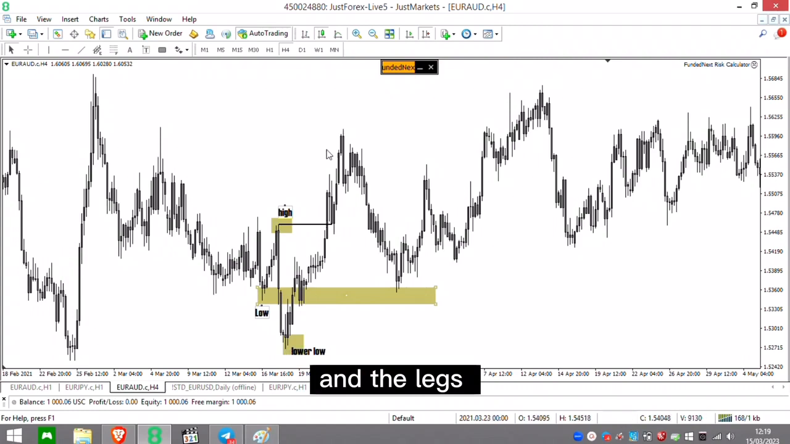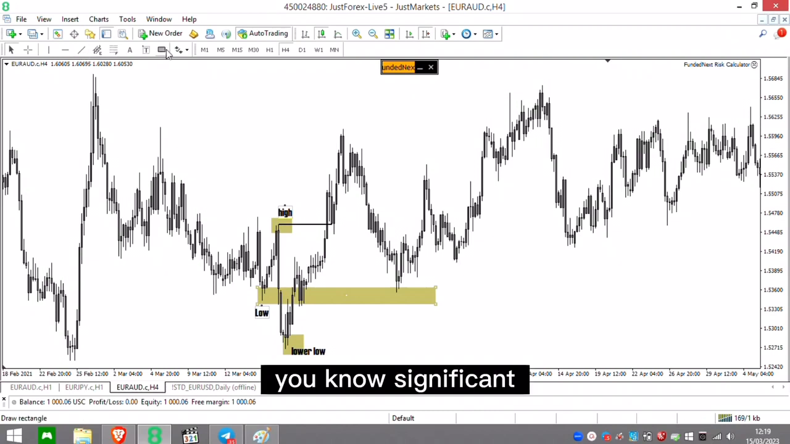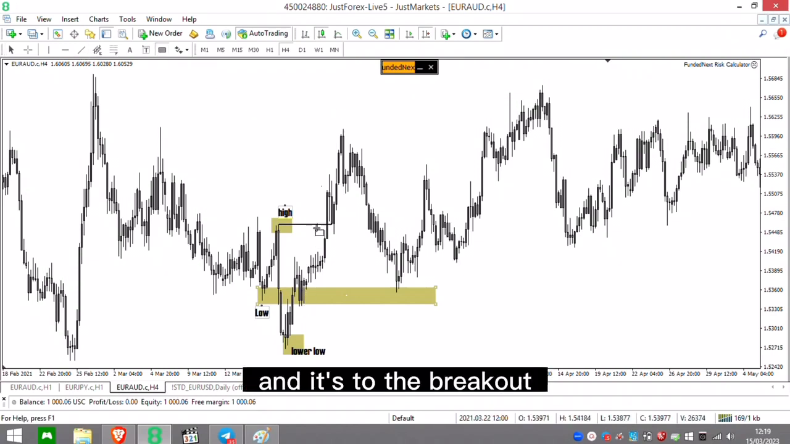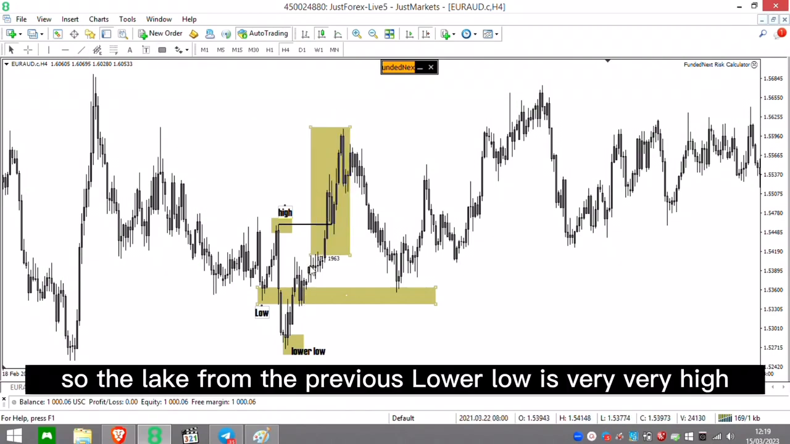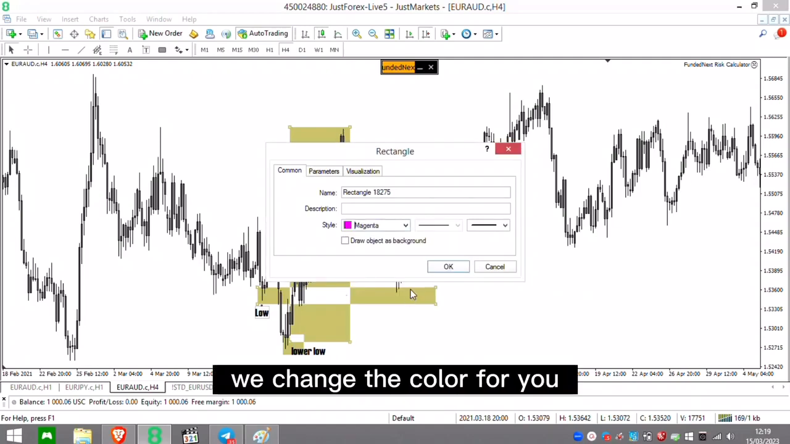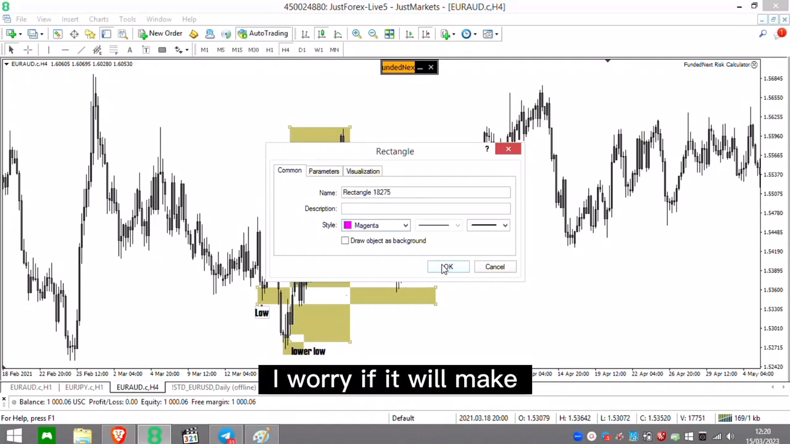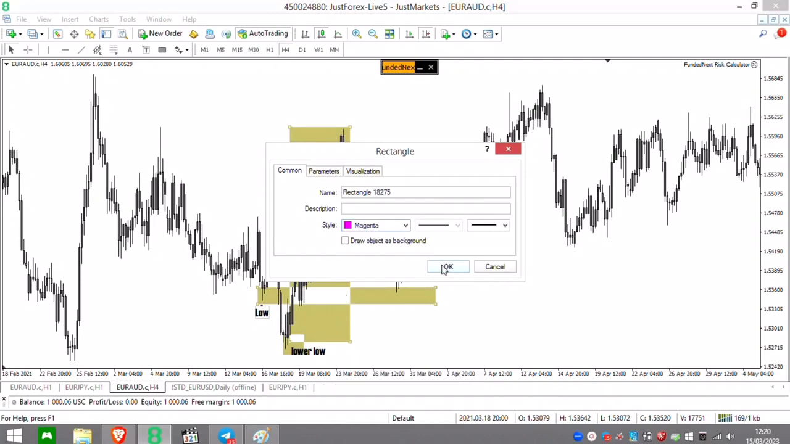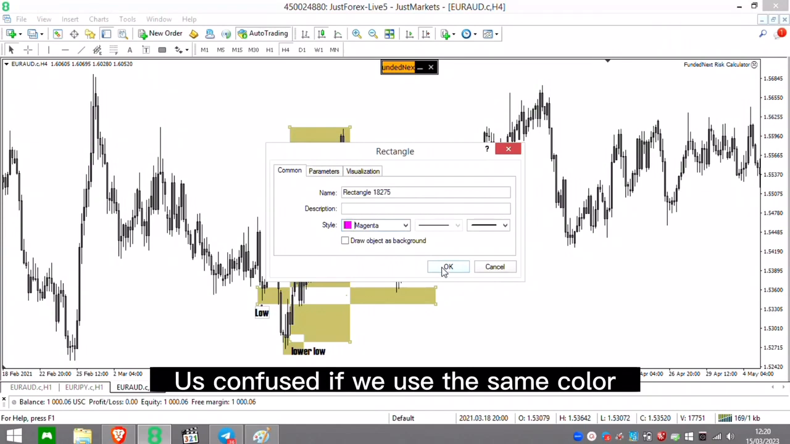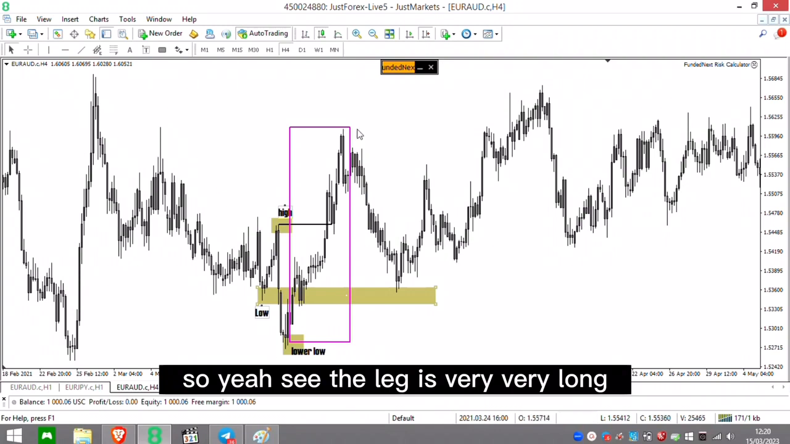And the leg, I call it leg because the movement is very significant, and it's to the breakout. So the leg from the previous low is very, very high. We change the color for you guys. I worry it will make us confused if we use the same color. So yeah, see, the leg is very, very long.